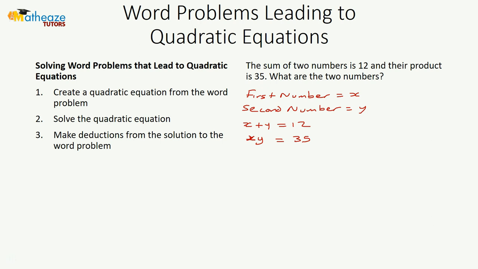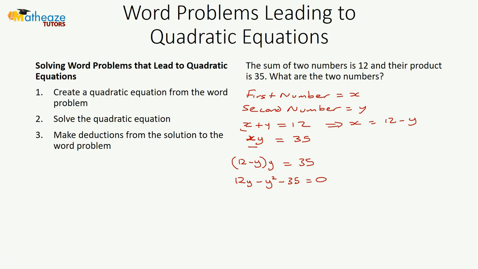So we're going to solve for either x or y in the linear equation here. So we can say, therefore, x equal to 12 minus y. So we're going to substitute that in this product here. So this is 12 minus y times y equal to 35. So 12y minus y squared minus 35 equals 0.